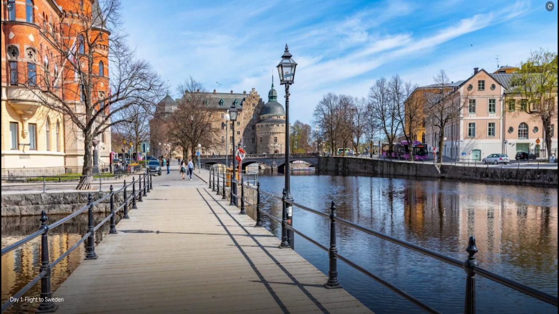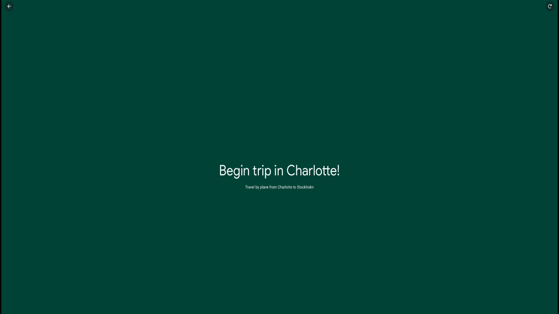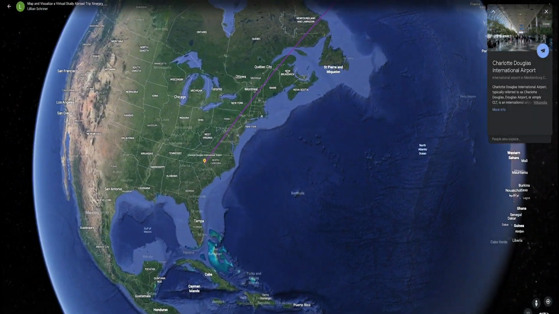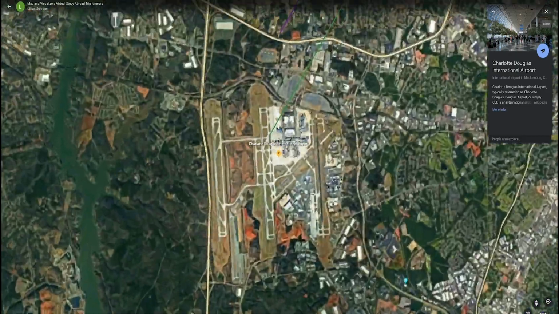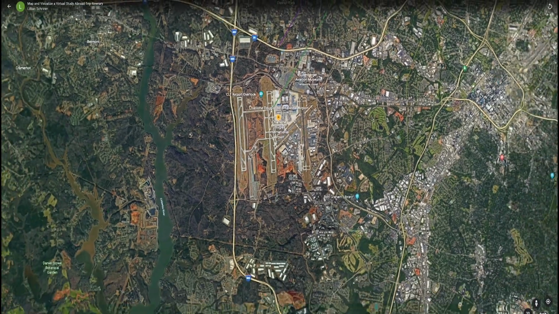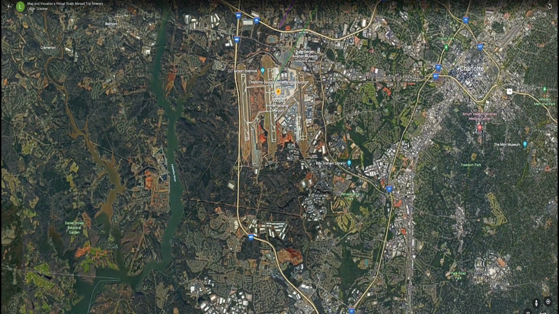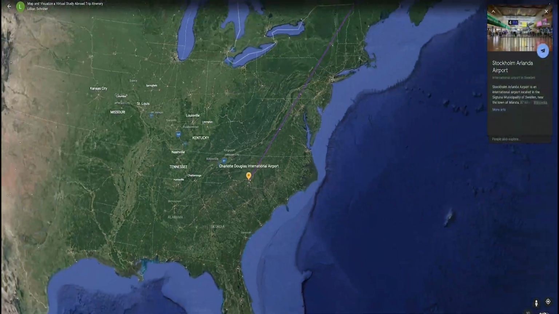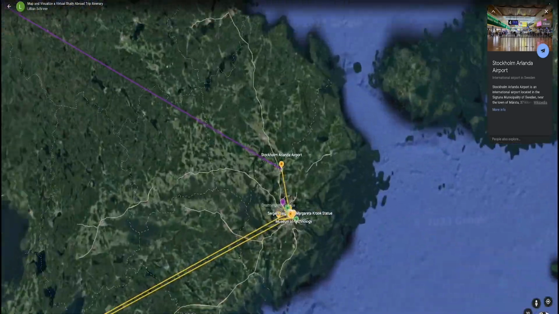So on our first day, we'll be flying from Charlotte Douglas Airport in Charlotte, North Carolina, where students will be responsible for self-transporting to the airport. Our flight will bring us to the capital and largest city in Sweden, Stockholm. Stockholm will serve as our home base for the first 2 legs of this trip.